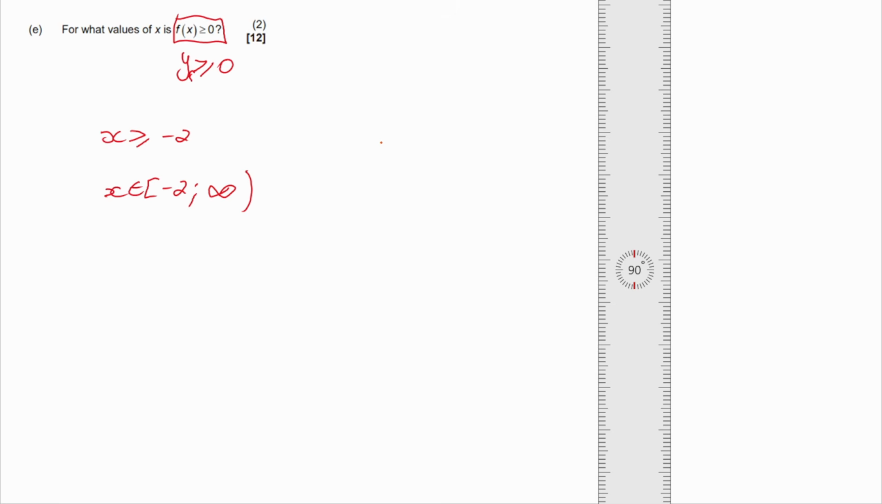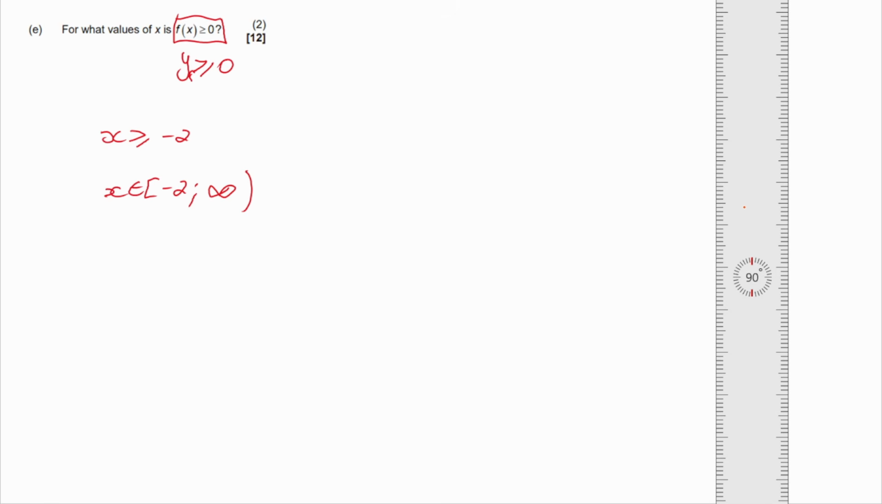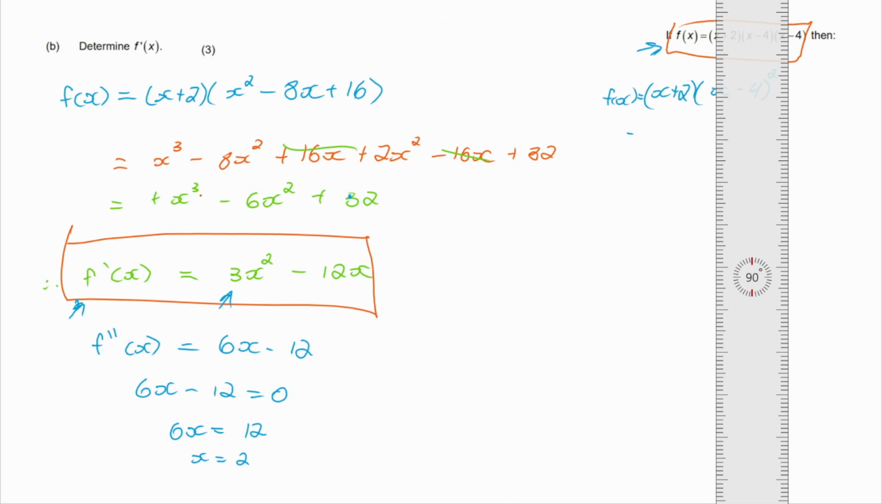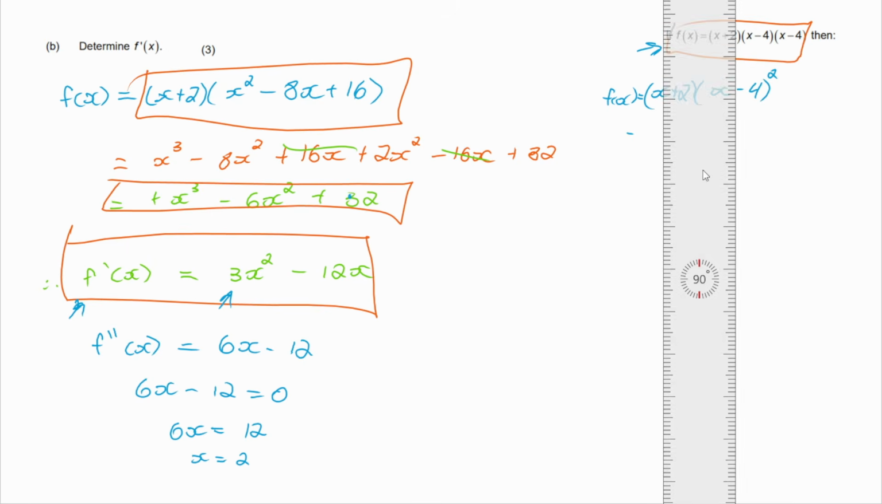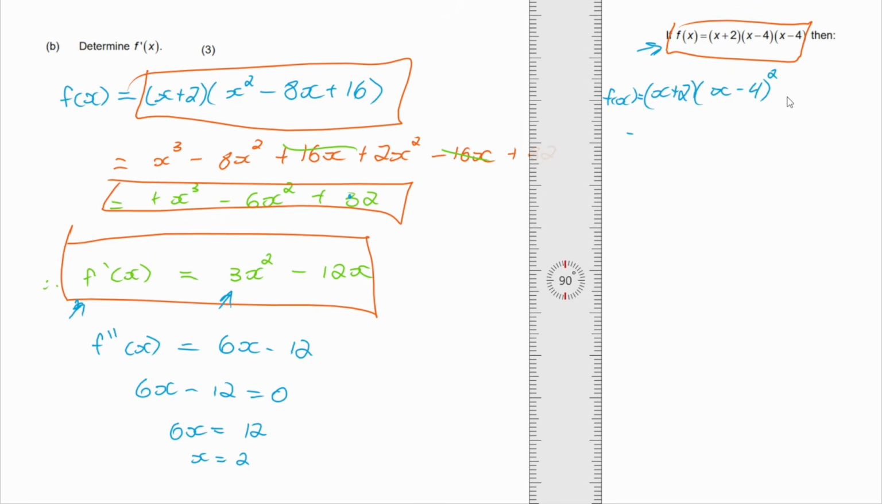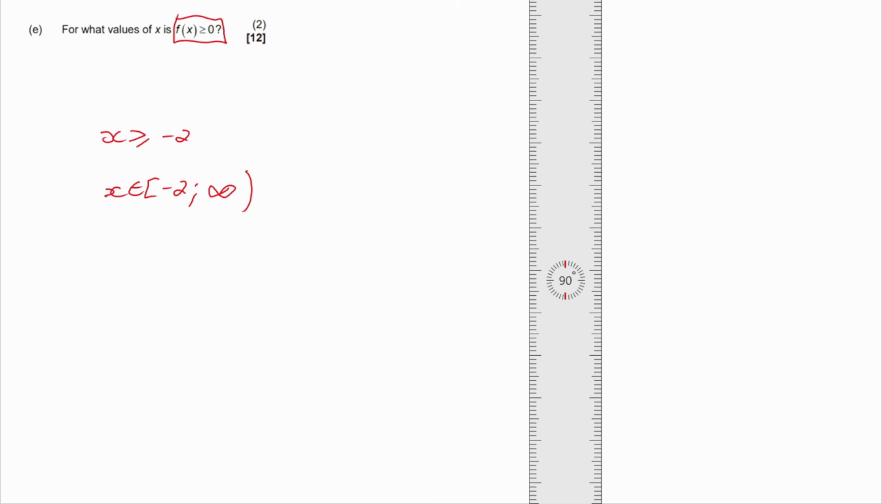You could do it algebraically, but in this case it's actually not that easy. What I'm meaning to say is, remember our f of x, this is our f of x, and it's also here in the top right. To solve it algebraically, you would be solving that x minus 2, x plus 4, x plus 4 is greater than or equal to 0.